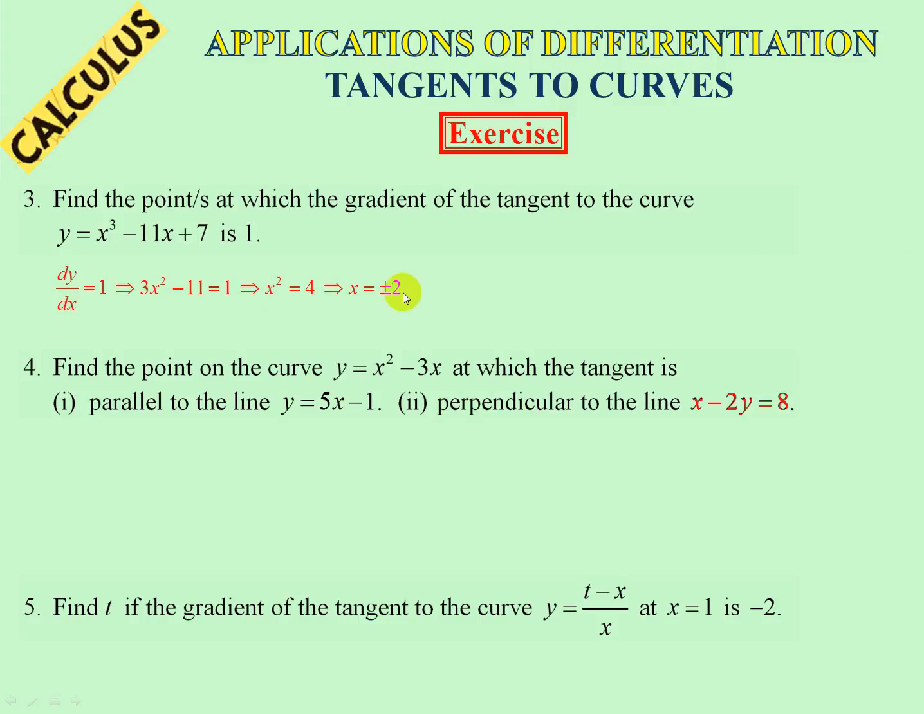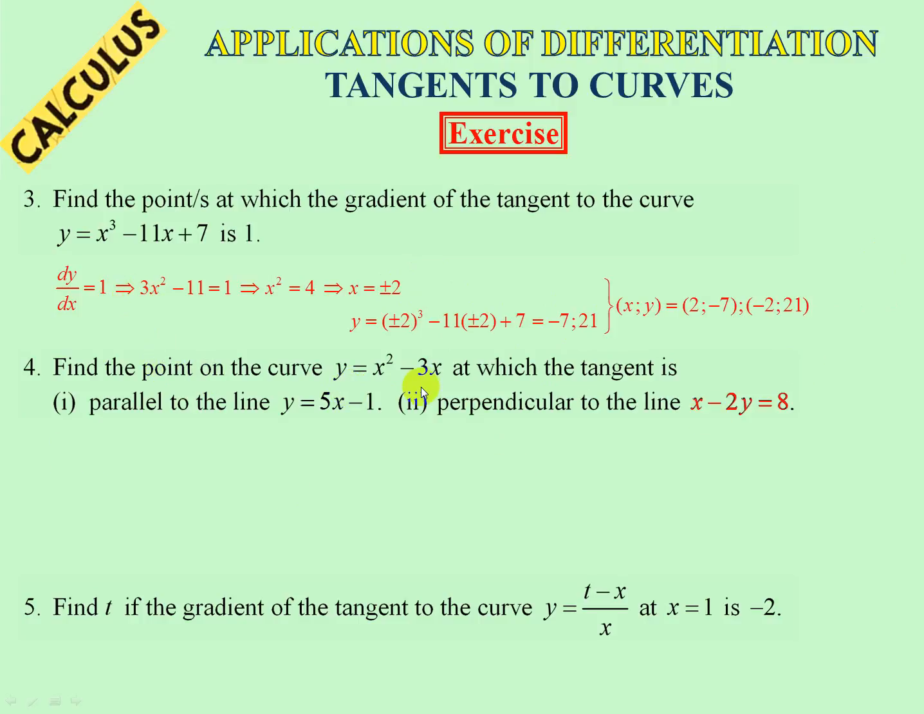Now we have the x values. We are asked to find points, so we must substitute in the original to get the y value. Quite a useful little way: I've just substituted and written it as plus or minus 2 rather than rewriting the equation twice. And there are the answers. So from plus 2, I get minus 7. From minus 2, I get 21, which gives us 2 points: 2, minus 7 and minus 2, 21.